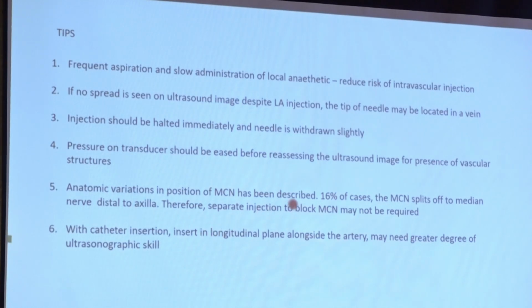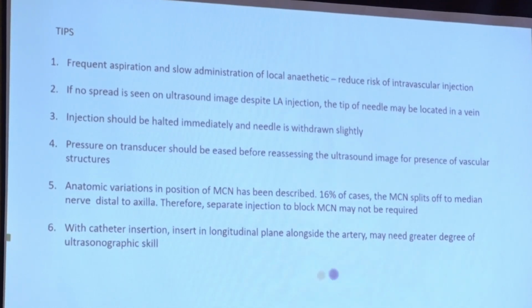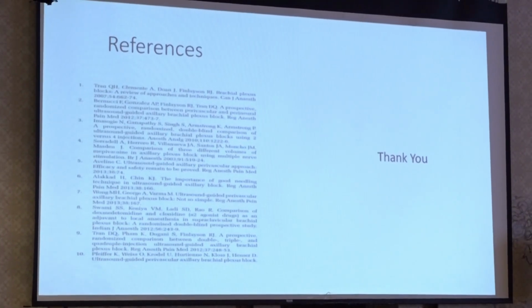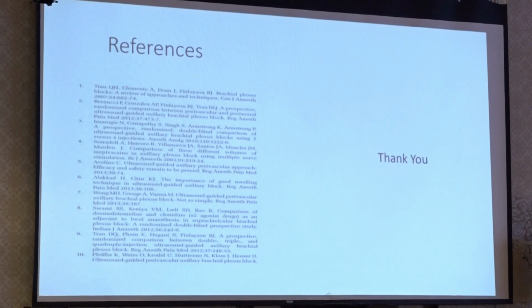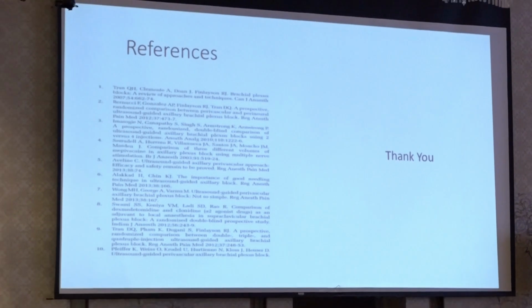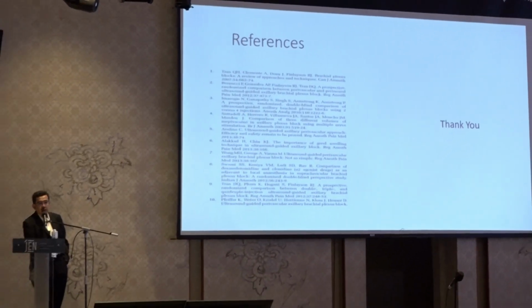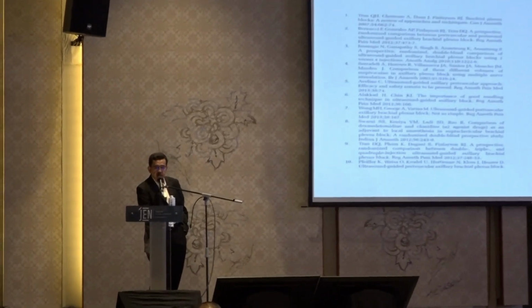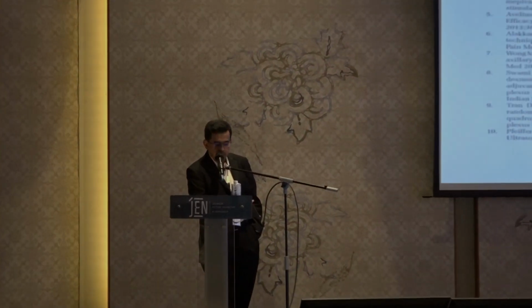Anatomic variations of the musculocutaneous nerve can vary, and catheter insertion in the longitudinal plane alongside the artery may need a greater degree of skill. There are also a few contraindications to axillary block, for example, a patient with coagulopathy, because there's a risk of hematoma. So with that, I thank you for your attention.